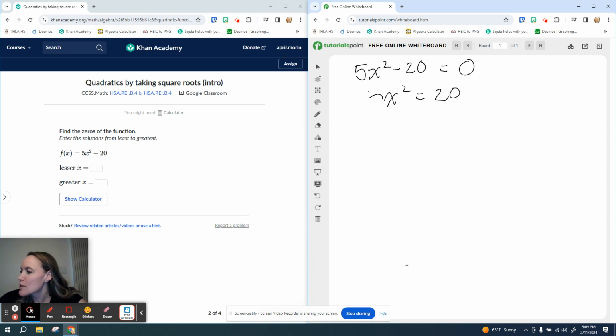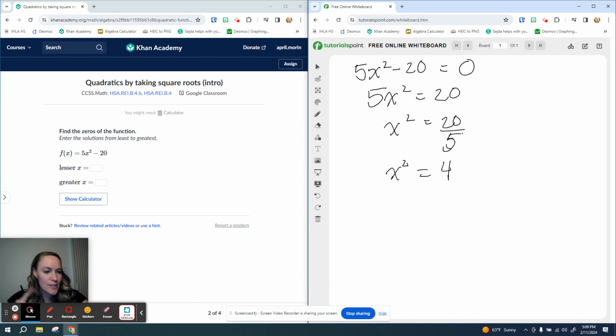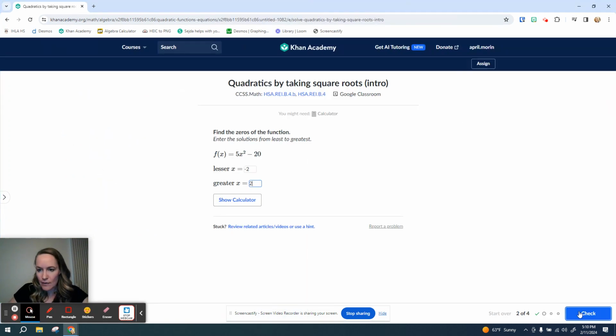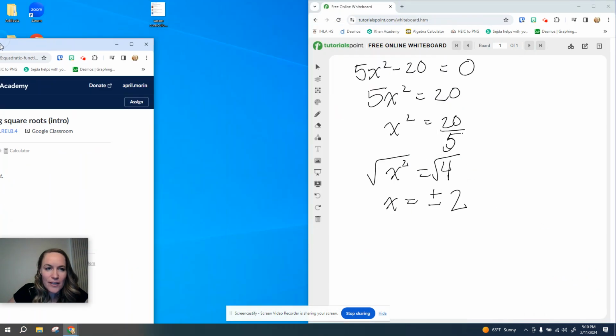Okay, so I have 5x squared equals 20. Now I can divide by 5. X squared equals 20 divided by 5, which is 4. I notice that 4 is a square, so I can take the square root of both sides. And I have x equals plus and minus 2. Square root of 4 is 2, right? But I have to take the positive and the negative side. So the lesser x is going to be negative 2, and the greater x is going to be 2. All right, let's see if that's what we want. These are fun, right?